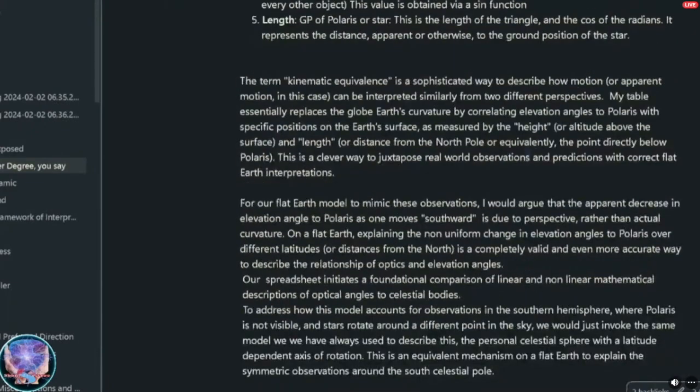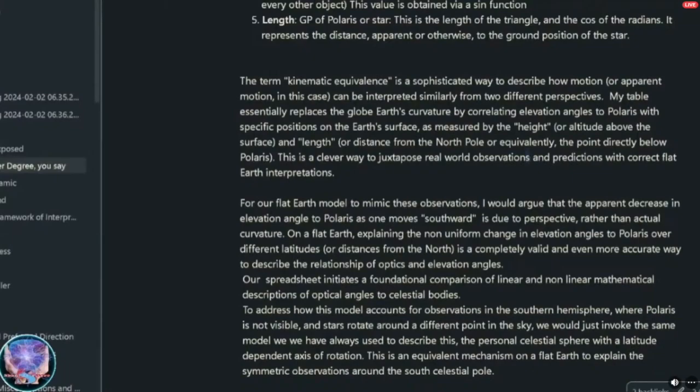We're going to use kinematic equivalents to describe a different way to get the math description for the same parent relationship to elevation, angle, and distance. We're going to say that it's linear for a portion and nonlinear for another portion. We're going to derive that from relationships specific to the data after we graph it out. We essentially replace what globe Earth argues is curvature by correlation. We're going to use elevation angles to Polaris with specific positions, approximate the altitude and get the length, and that will approximate what they call Earth curve.